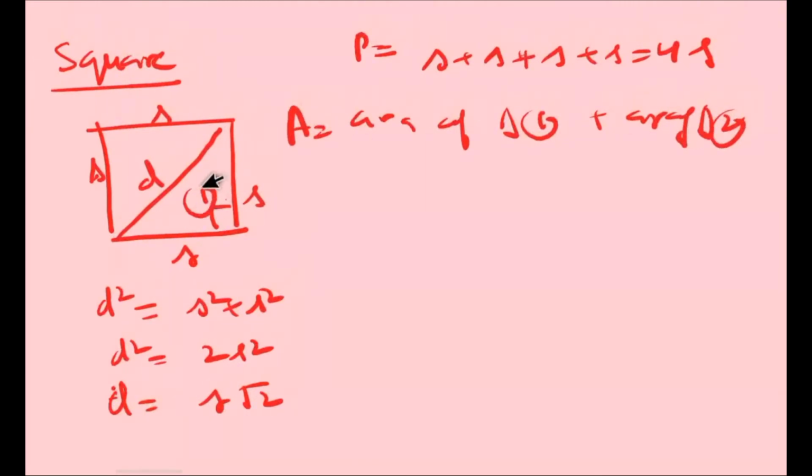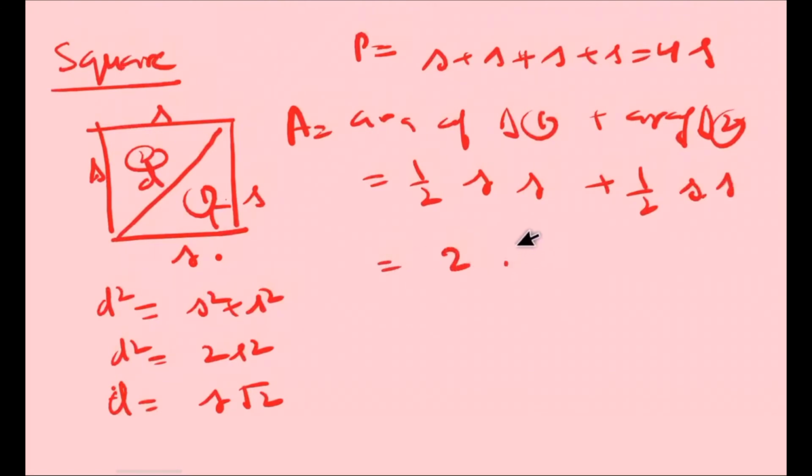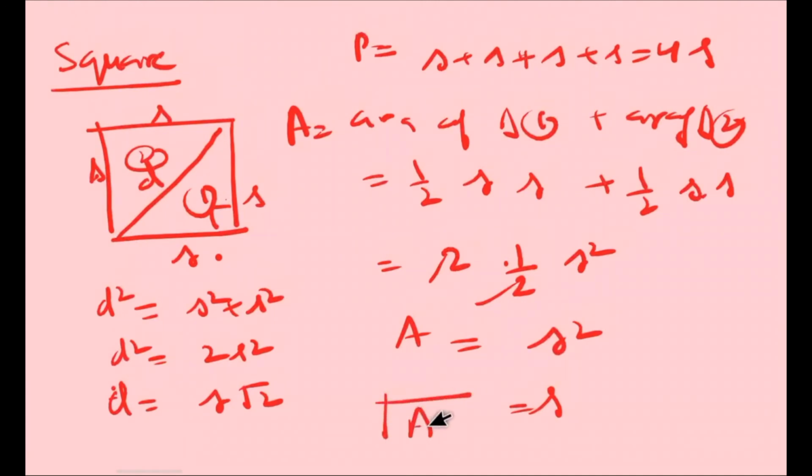This one is 1, this one is 2. That is half into base, this is the base and this is the height, plus half into base into height. So that is total 2 into half into side square. So we can find the area of square, that is side square. And similarly if we want to find the side from here, taking square root of area, we can find the side of this. So this formula you have to learn.